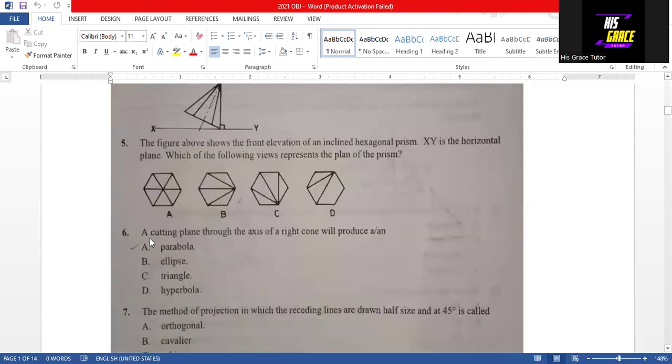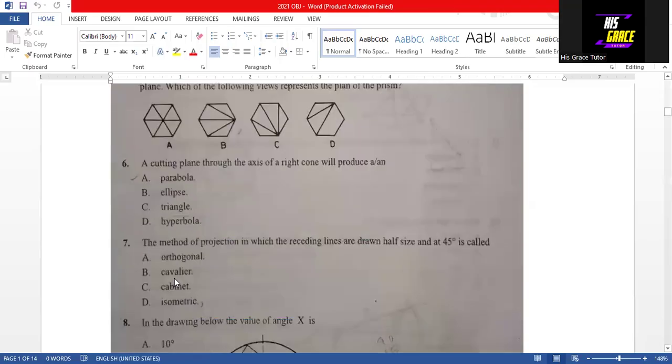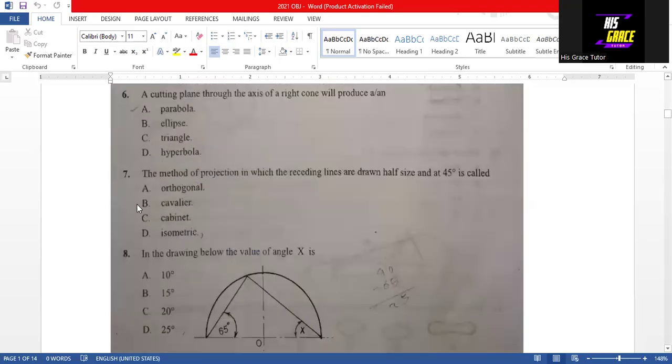Question 6, a cutting plane through the axis of the right cone will produce a triangle. Option C is the answer. Then question 7, the method of projection in which the receding lines are drawn half size and at 45 degrees is called cabinet oblique drawing. That is option C, the answer to question 7.